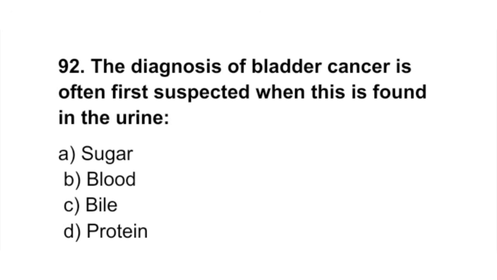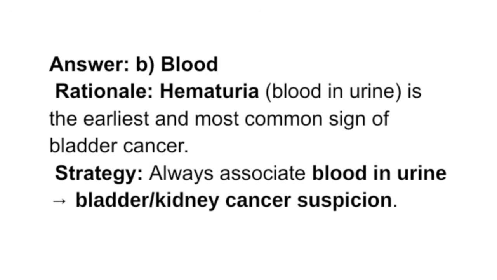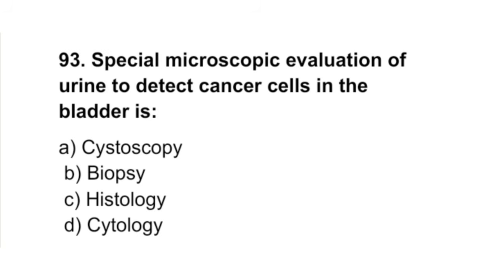92. The diagnosis of bladder cancer is often first suspected when this is found in the urine: A. Sugar. B. Blood. C. Bile. D. Protein. Answer: B. Blood. Rationale: hematuria, blood in urine, is the earliest and most common sign of bladder cancer. Strategy: always associate blood in urine with bladder/kidney cancer suspicion.